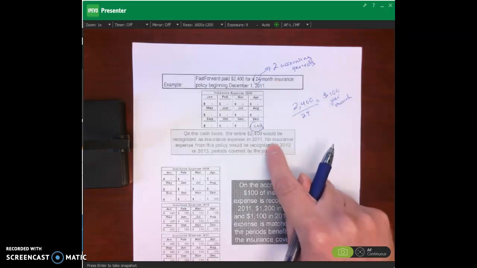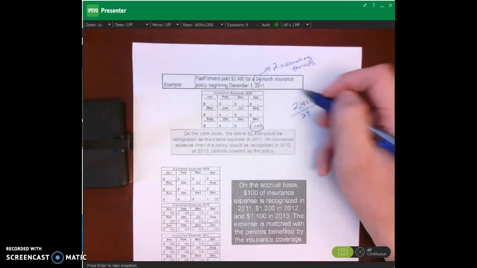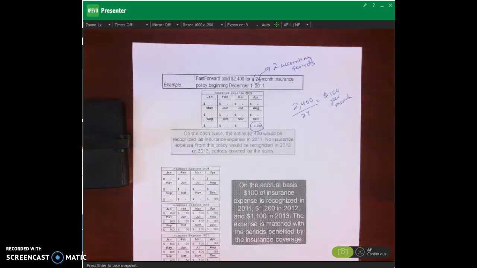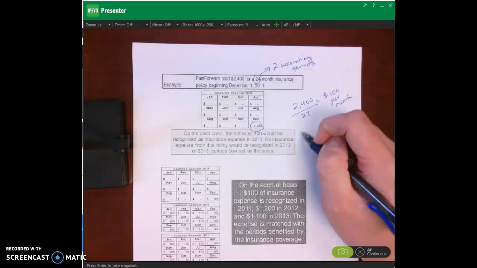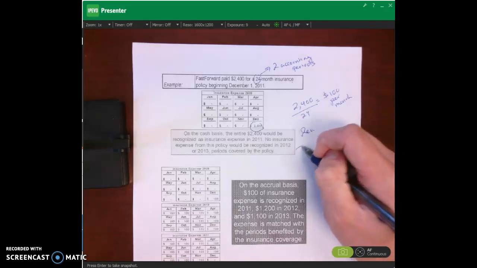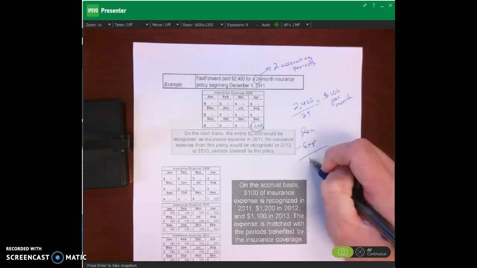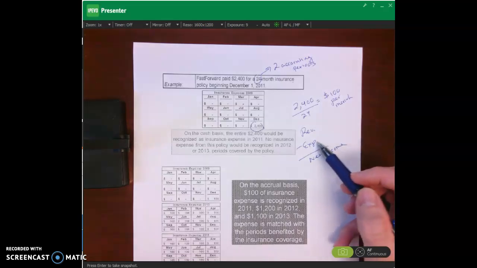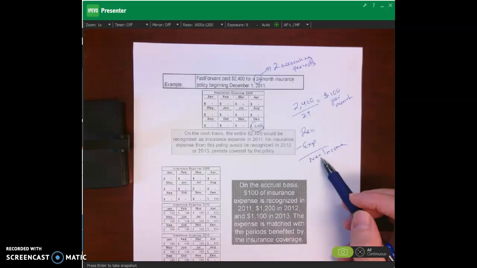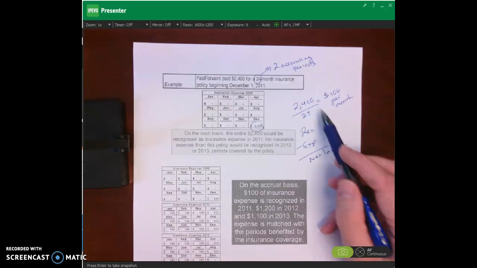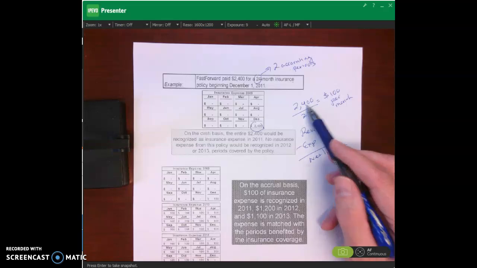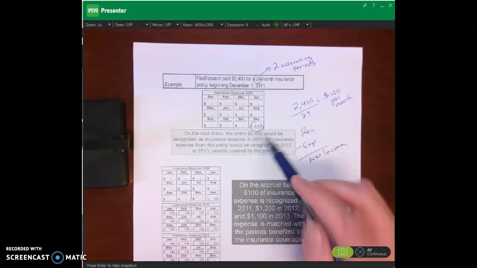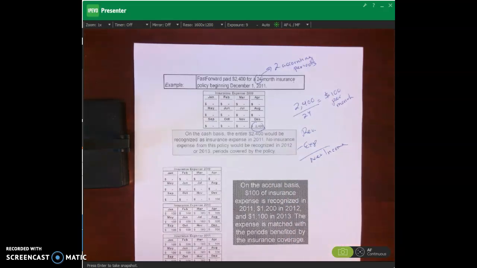We would not recognize any insurance expense later. And remember, insurance expense is an expense on the income statement. The income statement says, at a high level, revenues minus expenses gives us net income. So what happens to net income in 2011? It goes down by $2,400. It drops quite a bit because we recognized all $2,400 worth of insurance expense in the period in which we paid the cash. That's cash basis accounting.